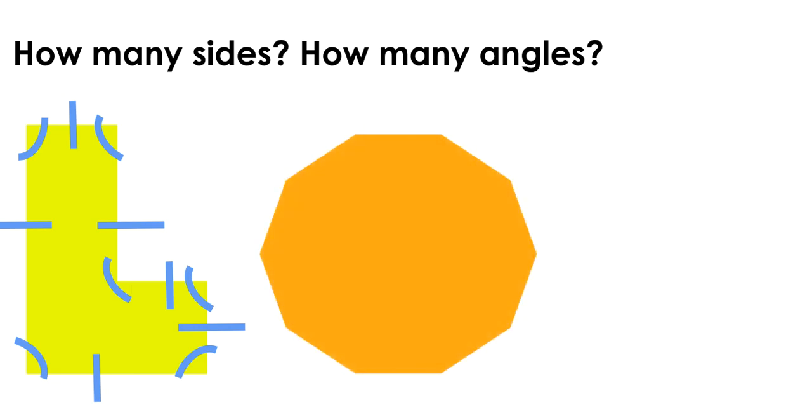Let's look at this one. Take your time, really zoom in your eyes to count these sides here. Each line is its own side. 1, 2, 3, 4, 5, 6, 7, 8, 9, 10. I'm not going to mark the angles because we know if there are 10 sides, there must also be, you got it, 10 angles. Last one, really fun shape.